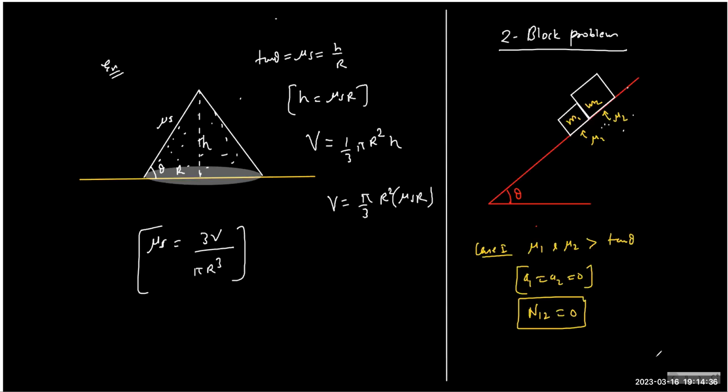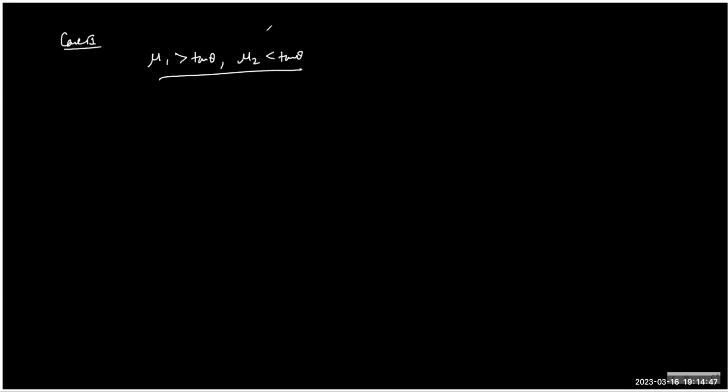So case 2 is mu1 is the winner, mu2 is the loser. So M1, who is ahead, is not willing to move, but M2 will try to move given the opportunity. So what will happen in this case? M2 will press M1, yes or no? Yes, sir. And the pressing force may overcome the limiting friction of M1. Quite possible. Yes.